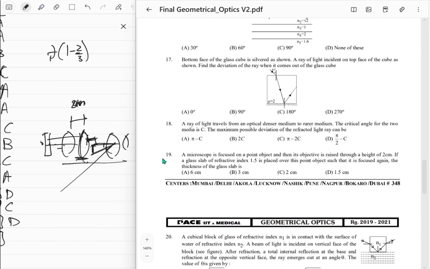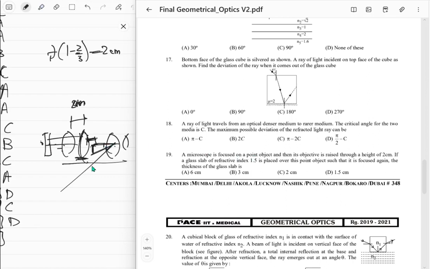Without the focal length, it's just so hard to do, unless you make some kind of assumption. What assumption could I make? This should be equal to 2 centimeters if your eyepiece is also shifted. I don't know how to solve this, so I'm just thinking about what went wrong while writing this question. Probably they forgot to say that the eyepiece also moves with it.